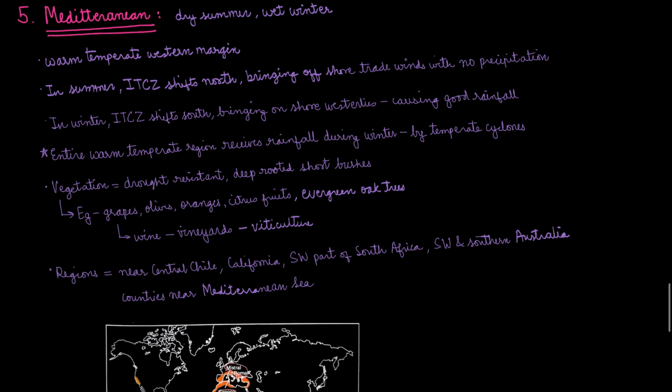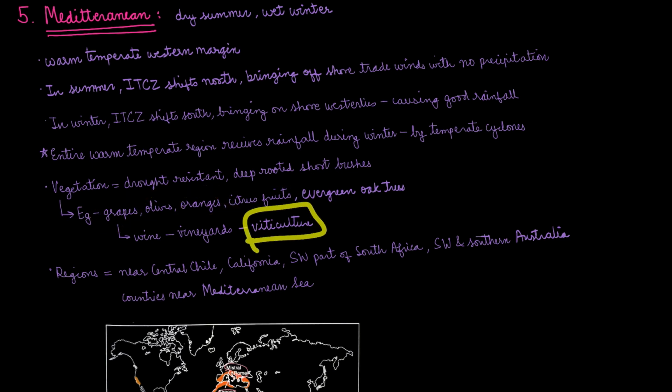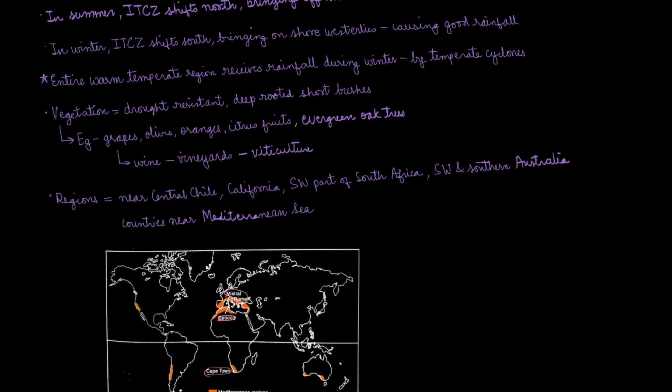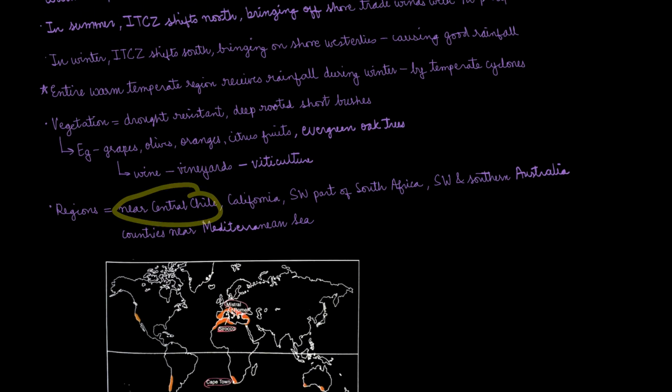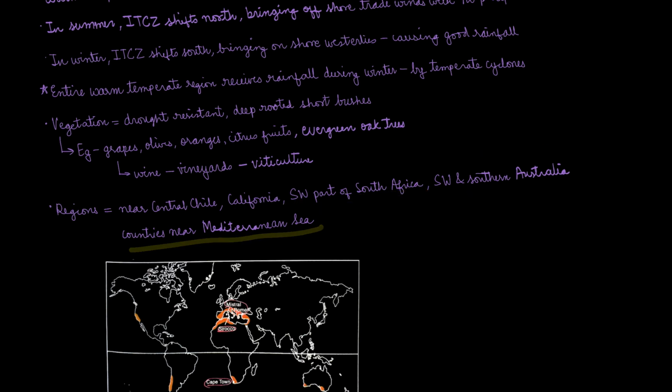The vegetation is drought resistant, deep rooted short bushes, for example, grapes, olives, oranges, citrus fruits, and evergreen oak trees. Because of grape cultivation, which is called viticulture, there are vineyards and there is a prominent culture for wines. Then regions which have the Mediterranean type of climate are near central Chile, California, southwest part of South Africa, southwest and southern Australia, and countries near the Mediterranean Sea.